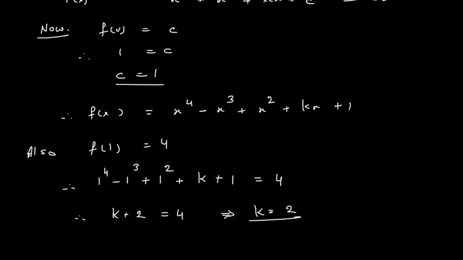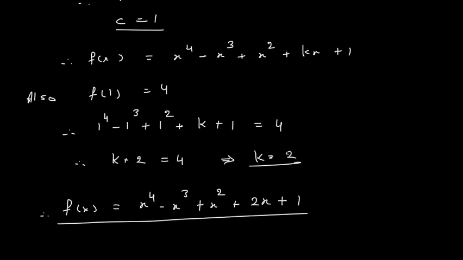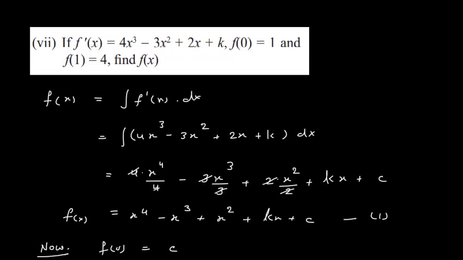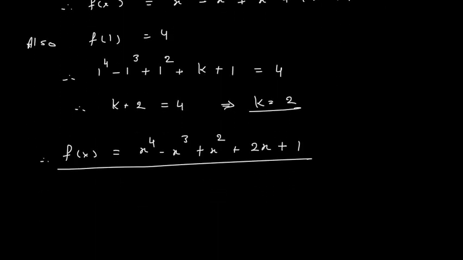So therefore f(x) is equal to x power 4 minus x cube plus x square plus 2x plus 1. This is the value of f(x). Right, simple. Find f(x). So this is what f(x) we got.